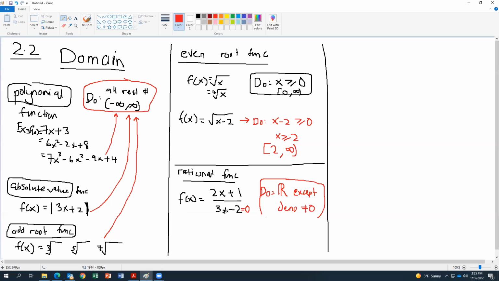So let's do the domain for this case. Let's solve for x here. So 3x equals 2. X in this case is 2/3. So again, you add 2 and then you divide by 3. So your domain in this case will be all real numbers except x cannot be 2/3.